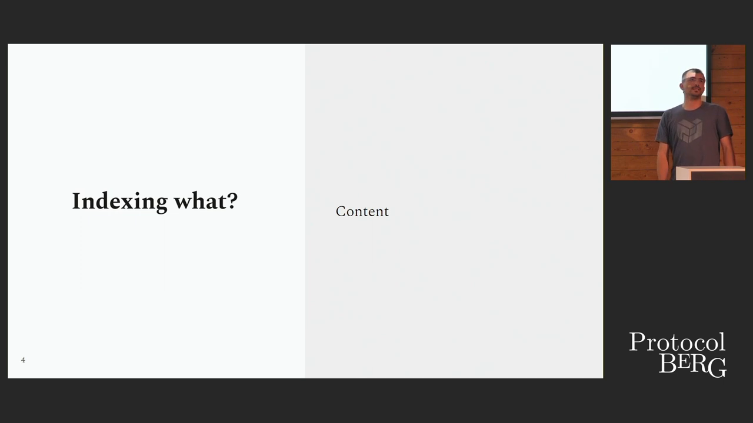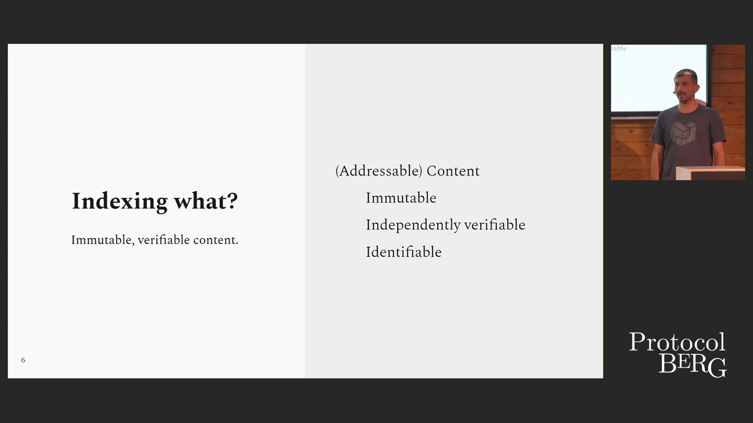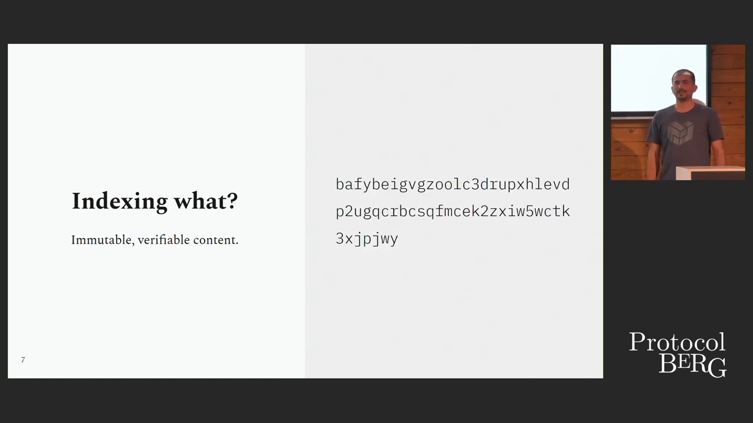Indexing what? What is it that we're indexing? Well, content. You hear this word coming up a lot. Content could be anything, but what sort of content are we talking about? We're talking about addressable content. What is addressable content? Well, addressable content is immutable, it is independently verifiable, and it's identifiable. And its IDs look a bit like this. So essentially, we're talking about chunks of bytes that are hashed with some metadata in front of it, but essentially, all you have is just hashes.